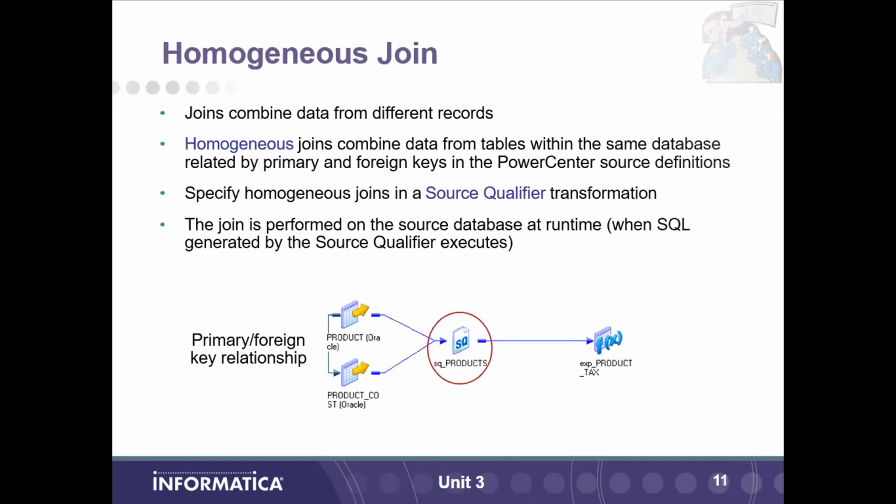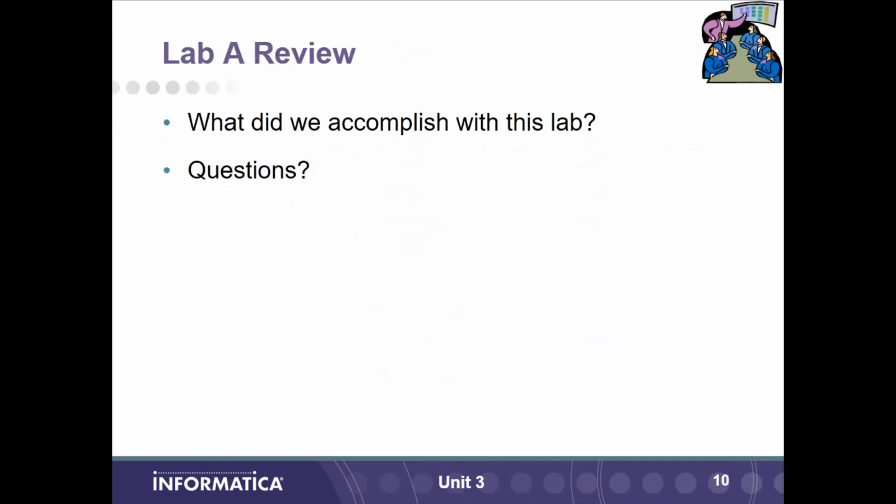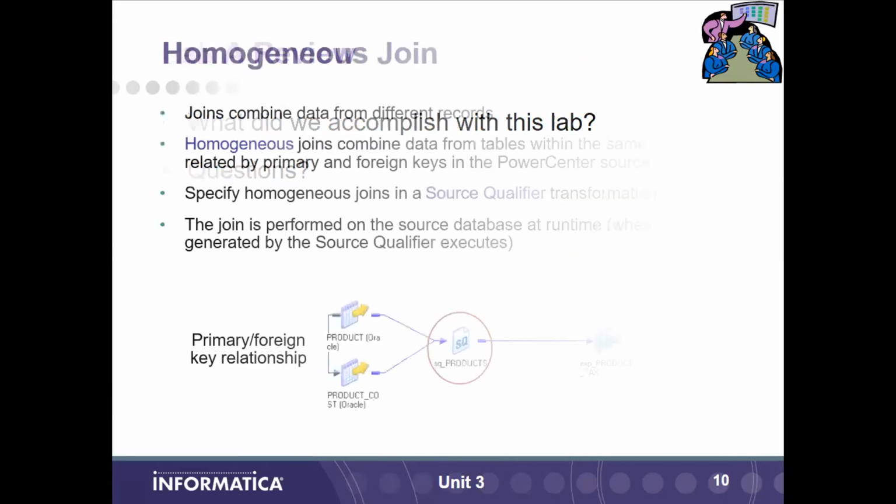So what did we accomplish from this last lab? How to get a source, especially a comma delimited flat file, and how to bring that into your Informatica PowerCenter, and how to bring the data from that file into a relational object. That relational object is your target table. And what is the use of a source qualifier transformation, and how we can implement it. These are the things we learned from lab A.